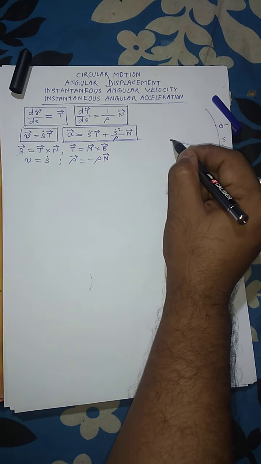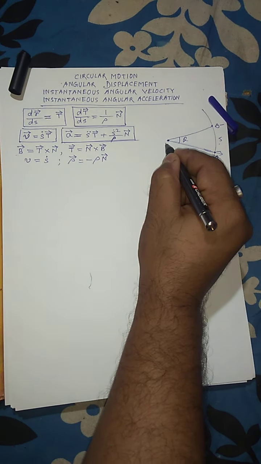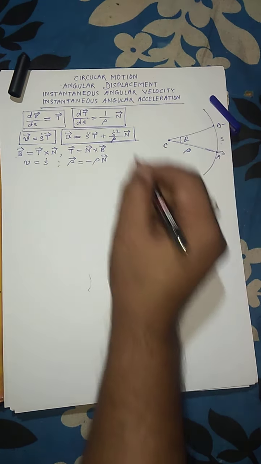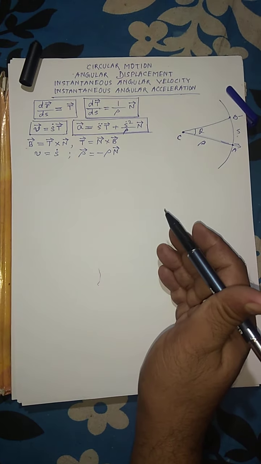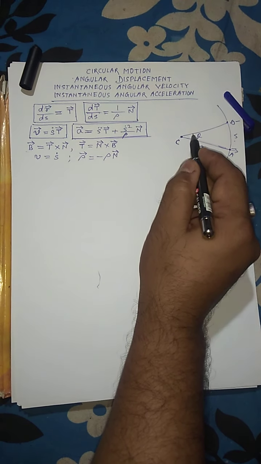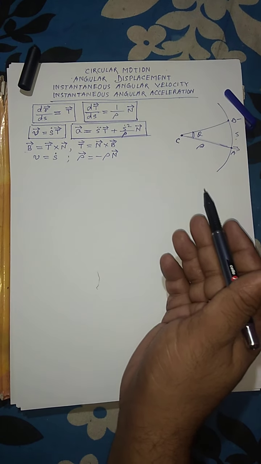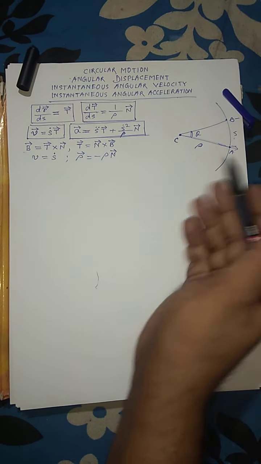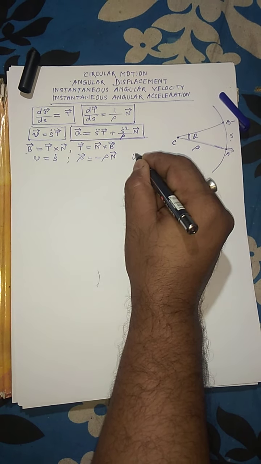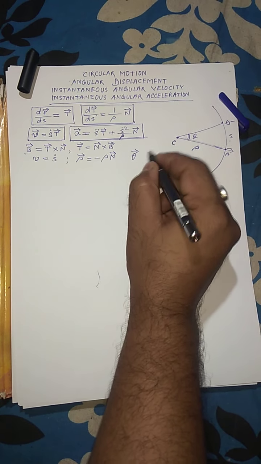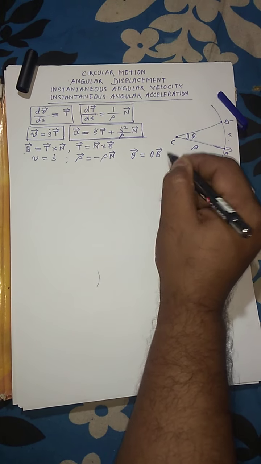Arc AB subtends an angle theta at the center of curvature or the center of the circular path. The angular displacement of the particle has magnitude of angle theta, and the angular displacement is an axial vector, so it is directed along the binormal. So we write the angular displacement vector theta is equal to theta binormal.